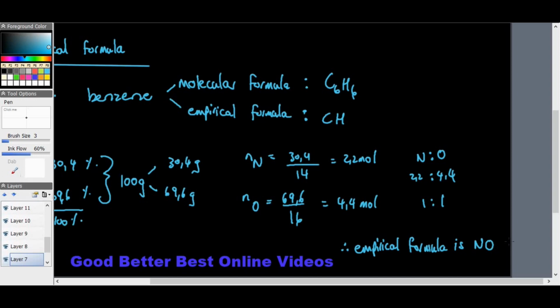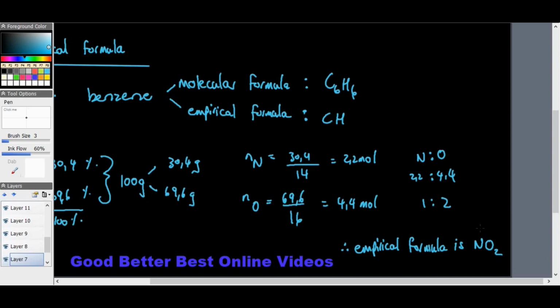Okay, that will be the empirical formula. Sorry, it's not 1 to 1, I've made a very silly error. N is by itself, and that is 2. So it's NO2, which is, of course, a substance called nitrogen dioxide. That's the empirical formula.